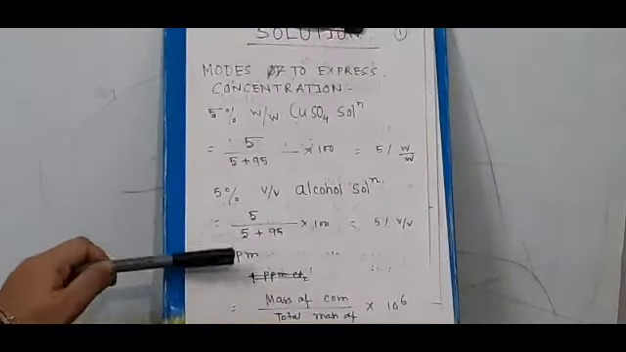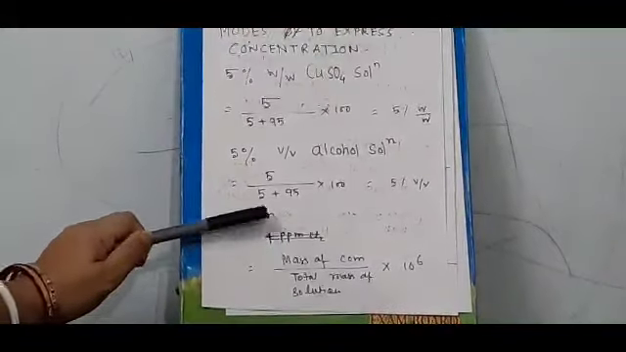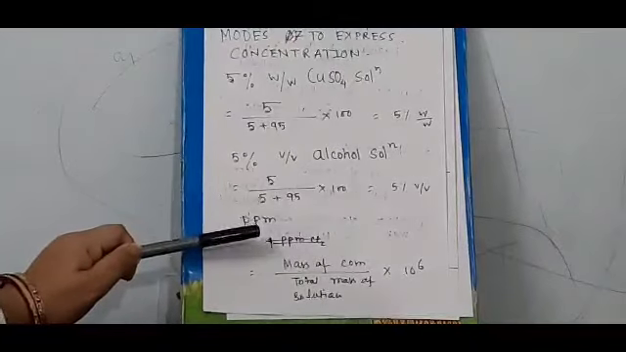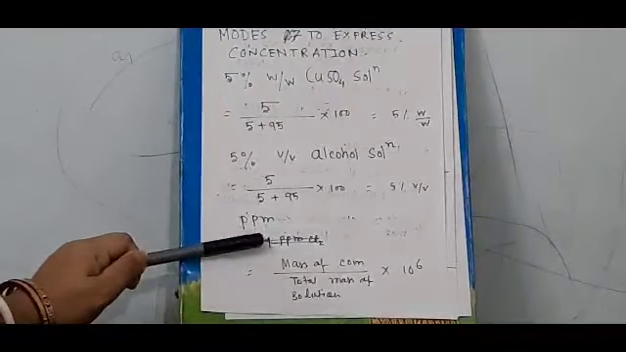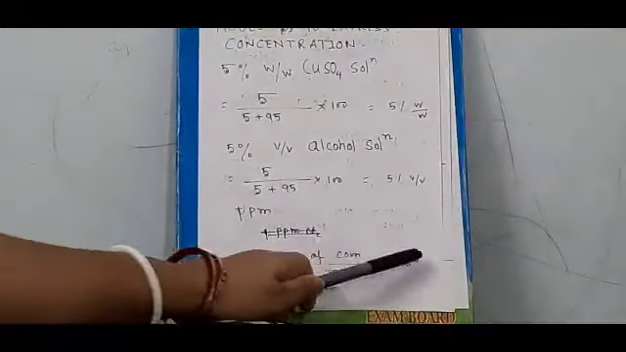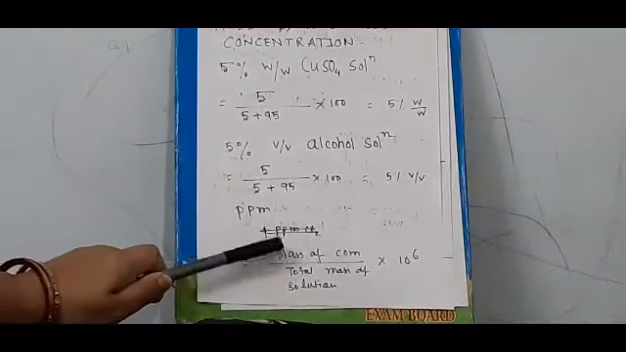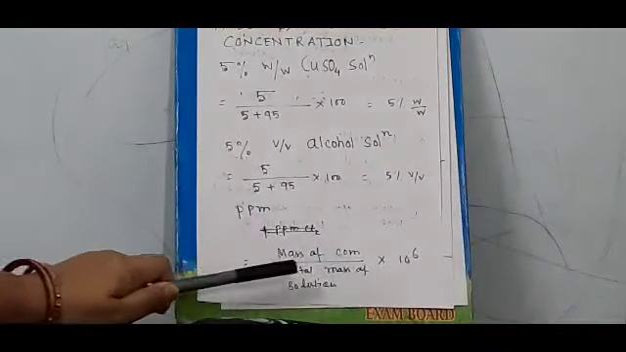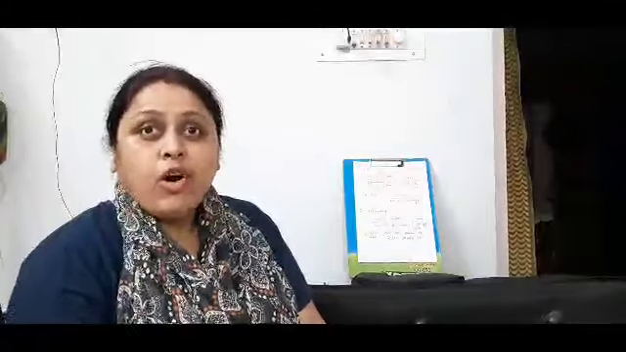The third one is ppm. The full form of ppm is parts per million. That means the amount or the part of the solute present per 10 to the power 6, that is a million parts of the solvent. Here we can express it as mass of the component divided by total mass of the solution into 10 to the power 6.